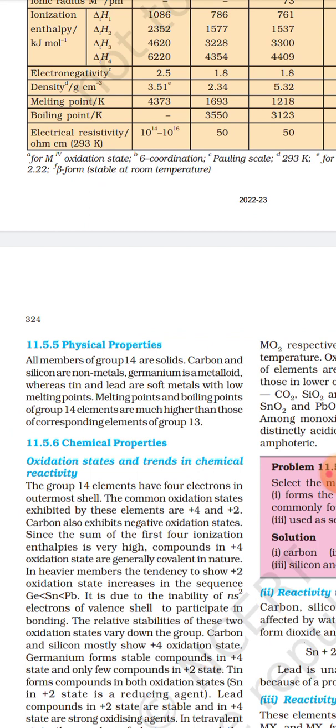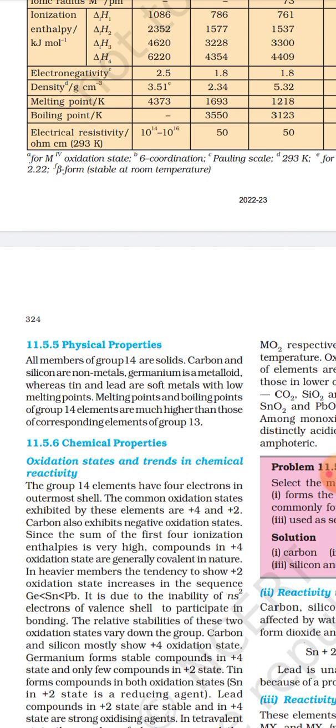Physical properties. All the members of group 14 are solids. Carbon and silicon are non-metals. Germanium is a metalloid, whereas tin and lead are soft metals with low melting points. Melting points and boiling points of group 14 elements are much higher than those of corresponding elements of group 13.